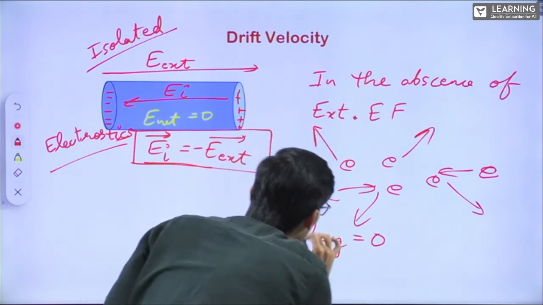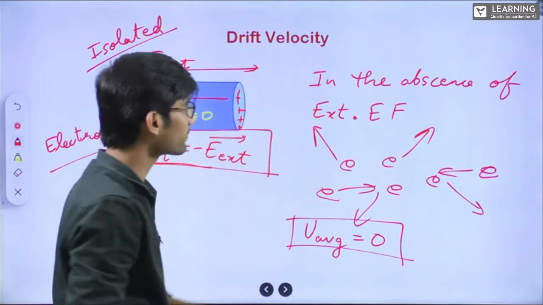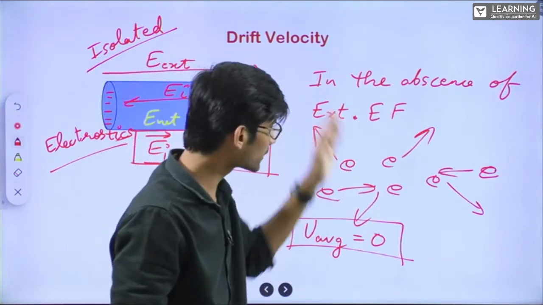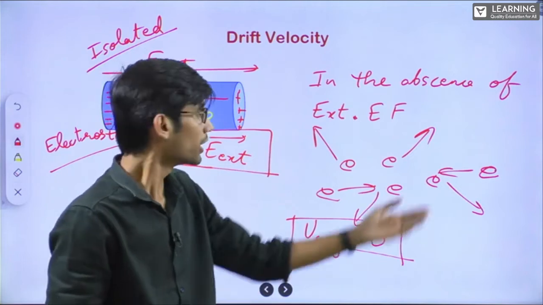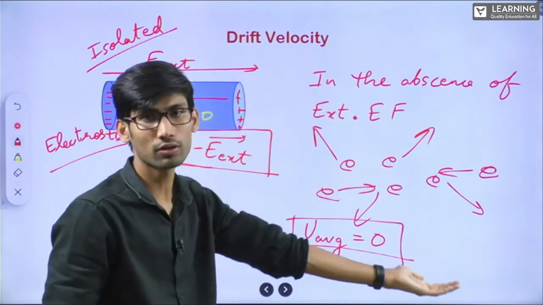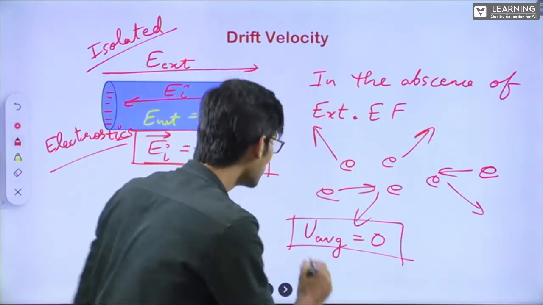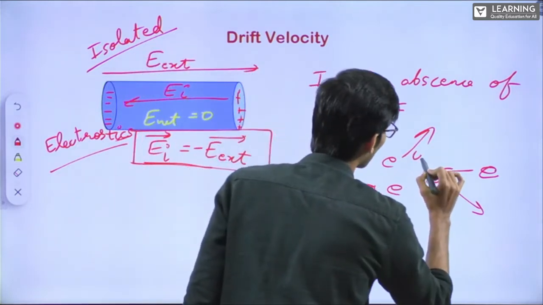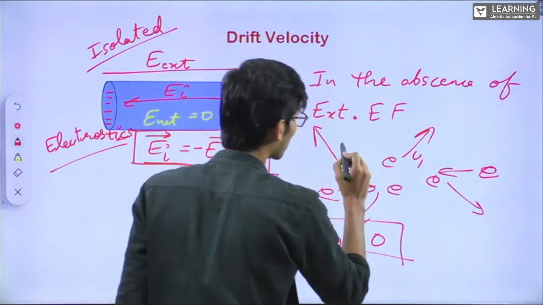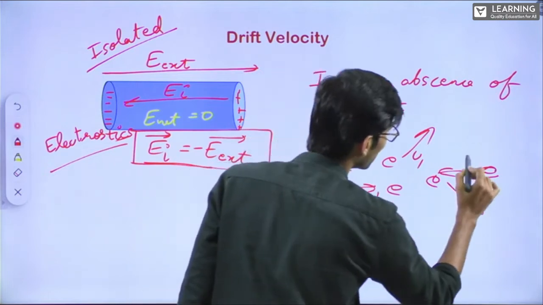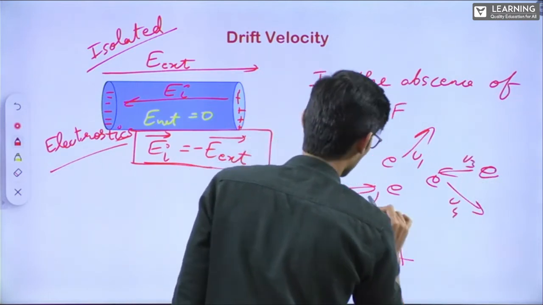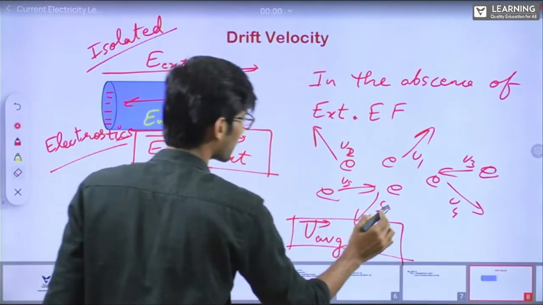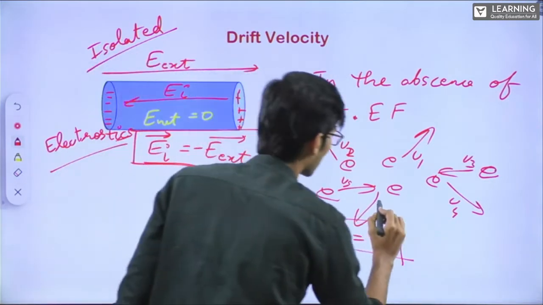The reason is, they are moving in such a way that the average velocity, U average, is 0. Clear? See their direction, it is very random. If one is moving in this direction, another is moving in the opposite direction. If you take U average of all the electrons, it will be 0. This U average means the vector sum. Let's say the electrons have thermal velocities U1, U2, U3, U4, U5, U6.